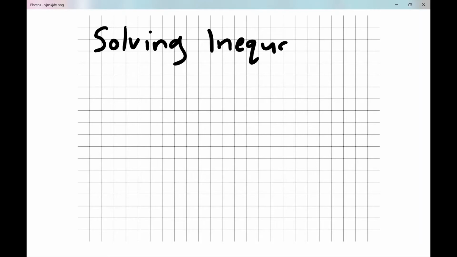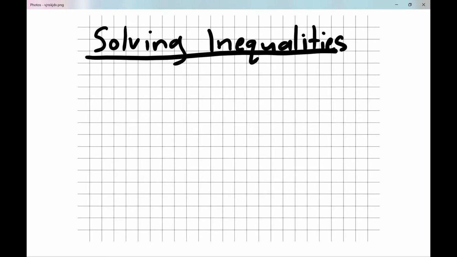Alright, algebra students. So once again, the section that we began right before your break was inequalities. So we went over how to read them, how to interpret them, and how to graph them. Now we are moving on to the next section titled Solving Inequalities. So what exactly does that mean?